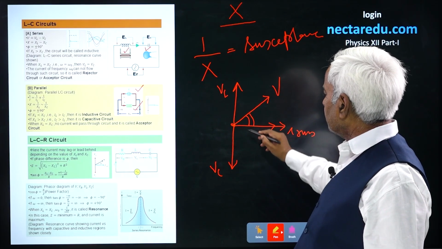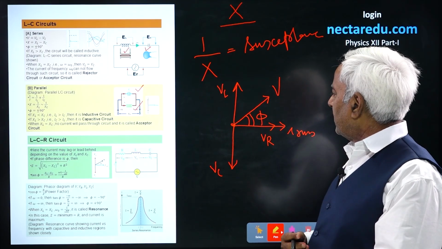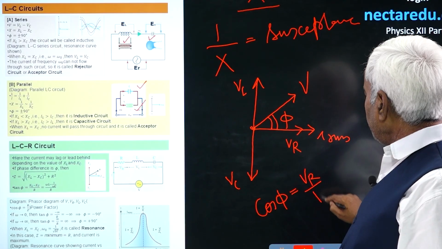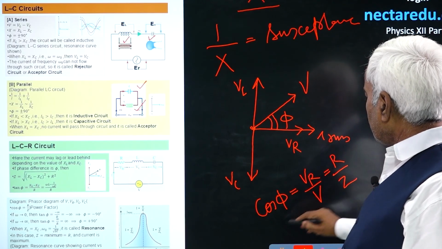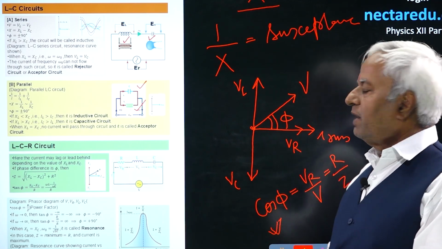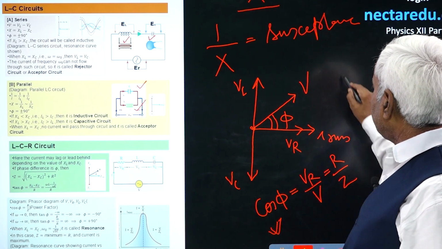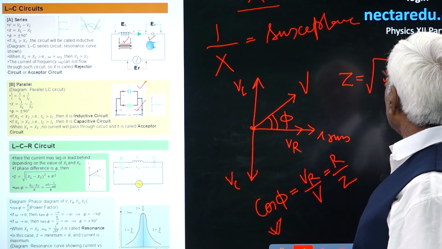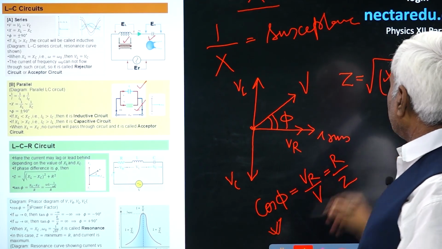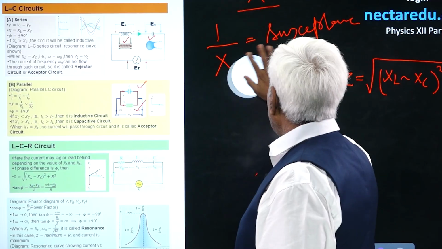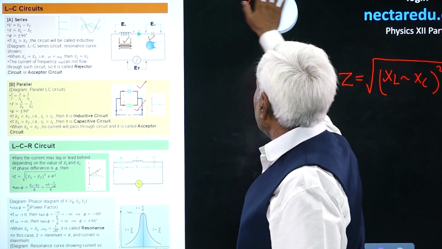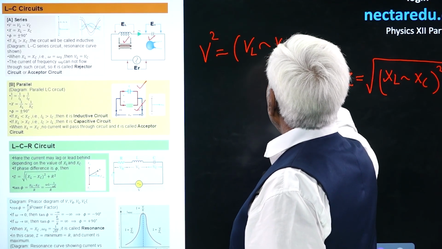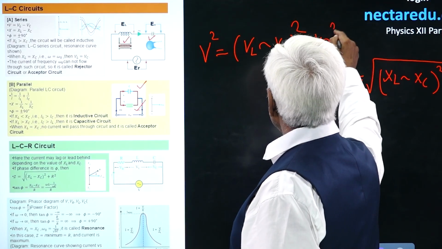Let's see, it's over here. Suppose the phase difference is phi, then cos phi would be given by VR upon V, that is R upon Z. This is called power factor. Power factor will depend on the value of Z, and that will be given by the square root of (XL minus XC) whole square plus R square. Similarly, in order to find the net voltage, you are going to use the relation V square equal to (VL minus VC) whole square plus VR square.